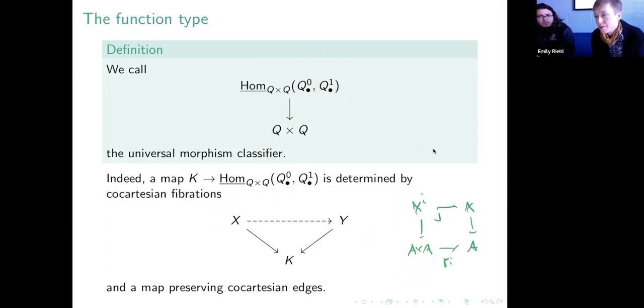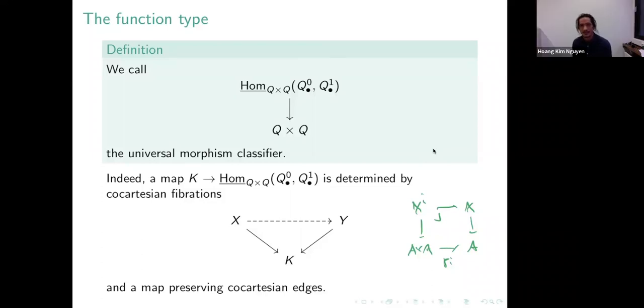Great. And so is that object, this Hom sub q times q thing, the internal Hom in the slice over q times q? Yes. It's the internal Hom, in the appropriate notion. This internal Hom really recognizes that you preserve the right structure. Okay. Thanks so much.